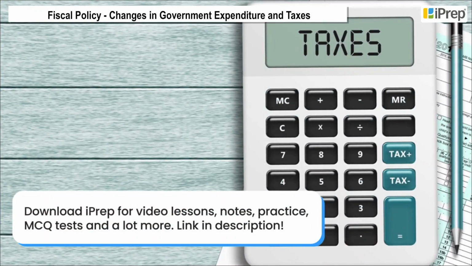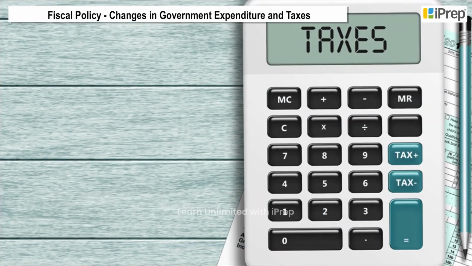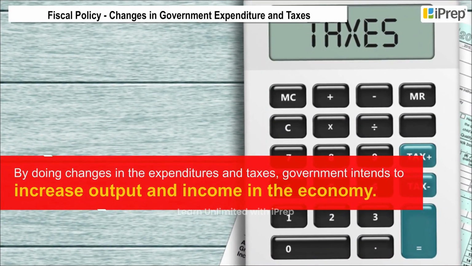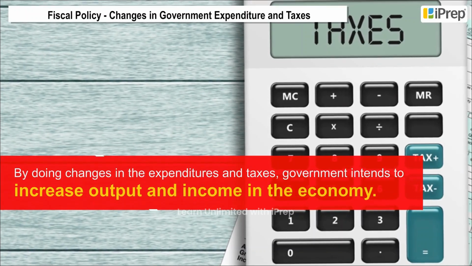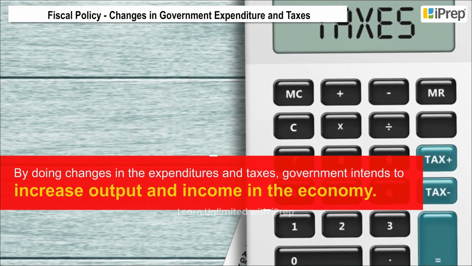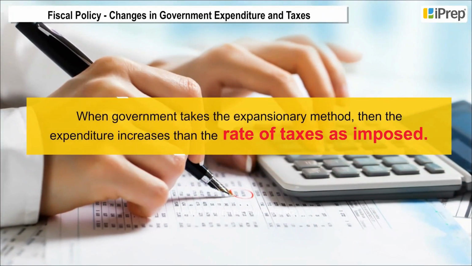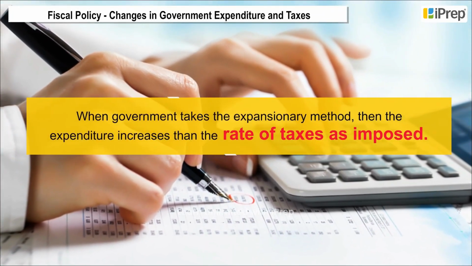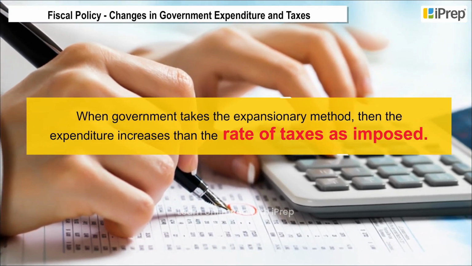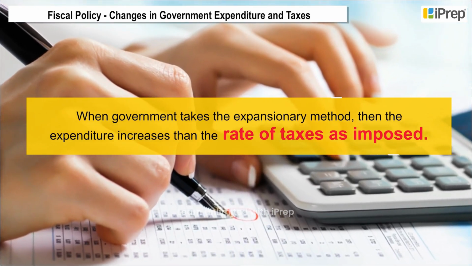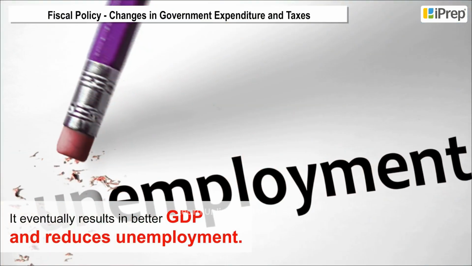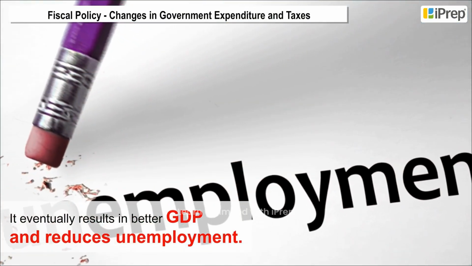Fiscal policy: changes in government expenditure and taxes. By making changes in expenditures and taxes, the government intends to increase output and income in the economy. When the government takes the expansionary method, expenditure increases more than the rate of taxes imposed. It eventually results in better GDP and reduces unemployment.